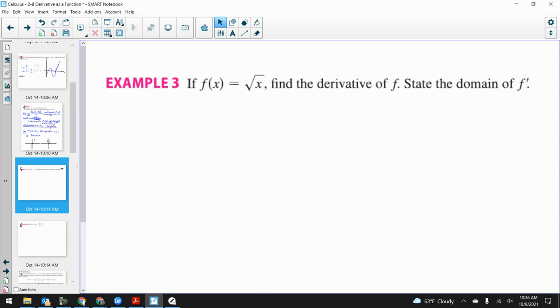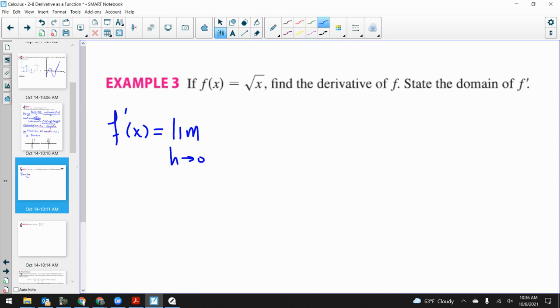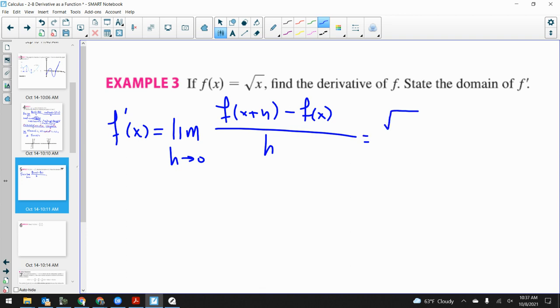Yeah. Okay, f of x is equal to the square root of x. Find the derivative of f and then state the domain of f prime. All right, so remember, our formula for f prime is the limit, write that first, the limit as h goes to 0 of f of x plus h minus f of x all over h. Okay, so let's plug in x plus h, put it in the numerator, minus f of x, which is just the square root of x, all divided by h.